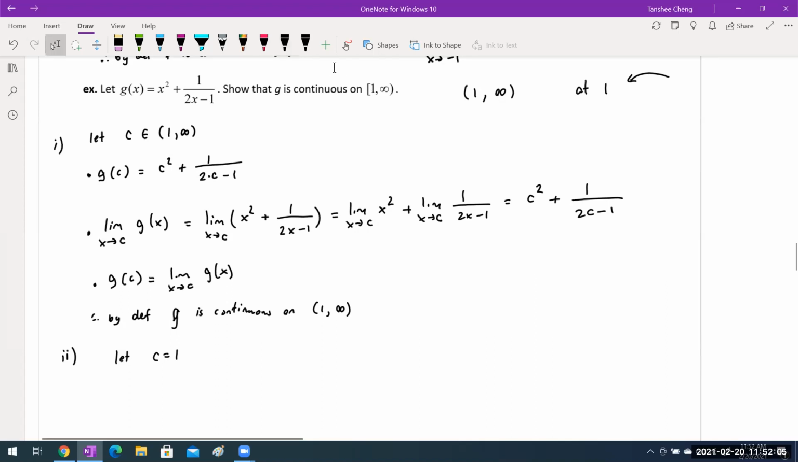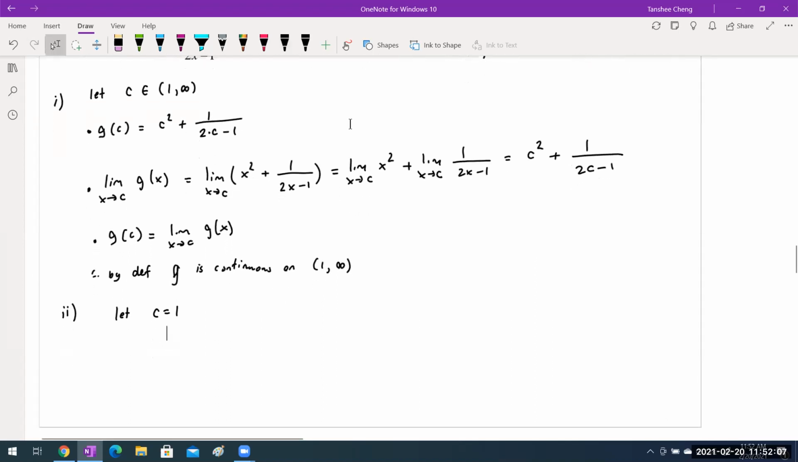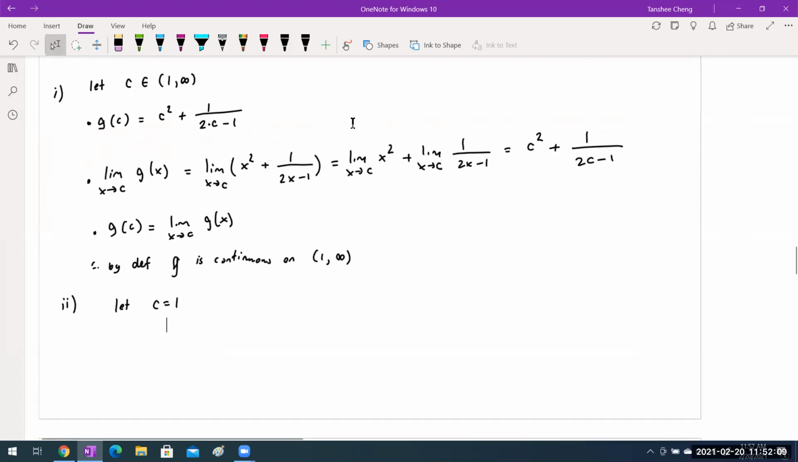So first case, we need to find out what the function is defined as at C. So first case, what is G of 1? That is basically 1 squared plus 1 over 2 times 1 minus 1, which is 1 plus 1, which is 2.